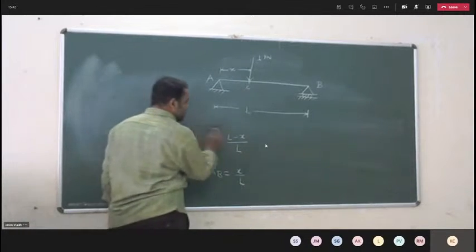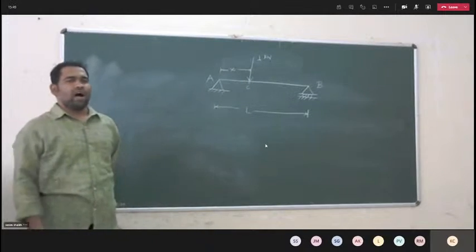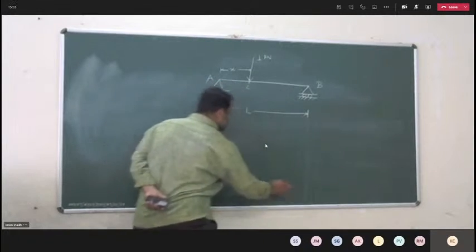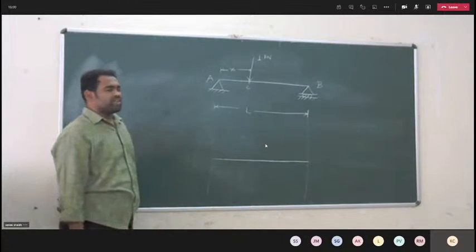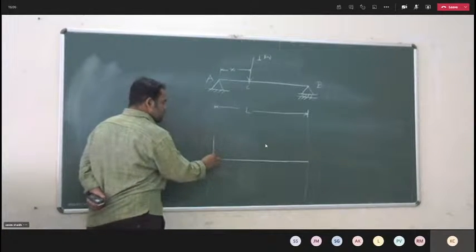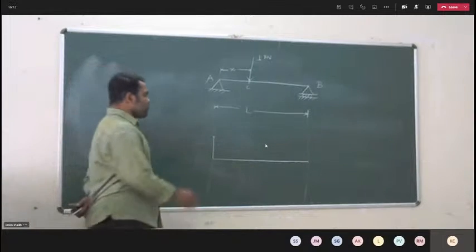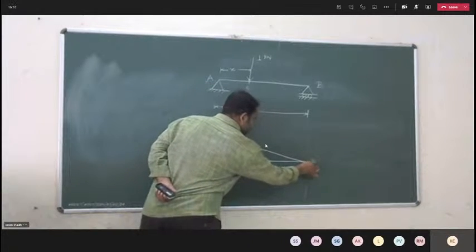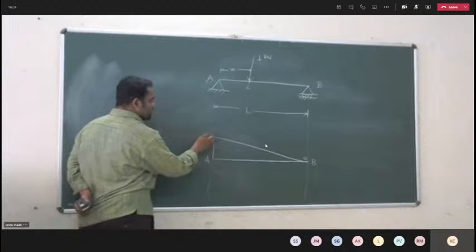After that, we drew the ILD for the reaction RA. As I put the 1 kilonewton unit load at support A, I get an ordinate. Remember this term, ordinate. We have to find the ordinate of the reactions. At B, the ordinate is 0, and at A, the ordinate is 1 for reaction RA.